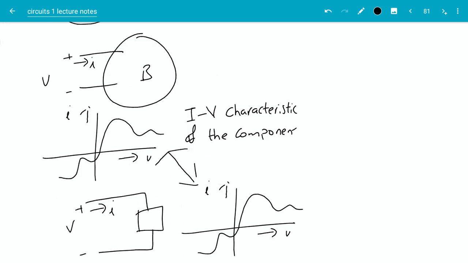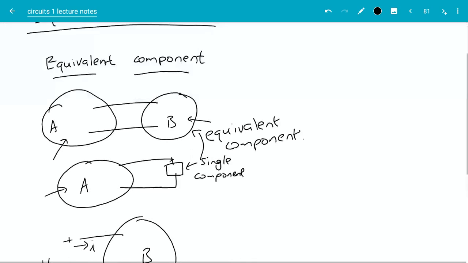then anywhere you see B in a circuit with two wires coming out of it, you can replace the entire B with that component. Okay, and that's remarkable, right? So what you're saying is, if you measure V here and current I going here, and you measure V here and current going here, as long as the relationship between V and I for the part B is the same as for the single component, you can replace the entire B with the single component and nothing in A will change. That's called an equivalent component.